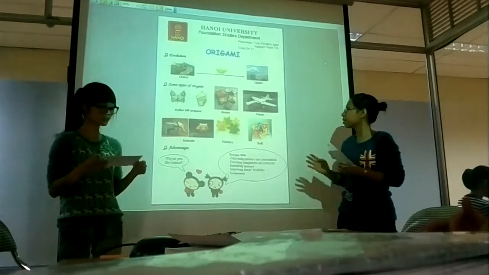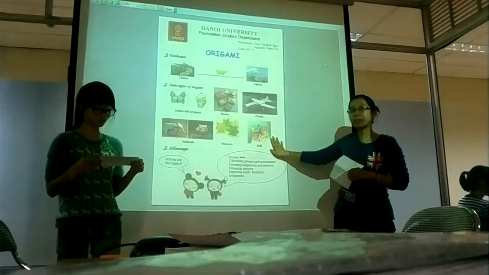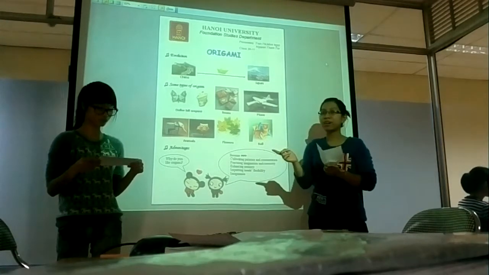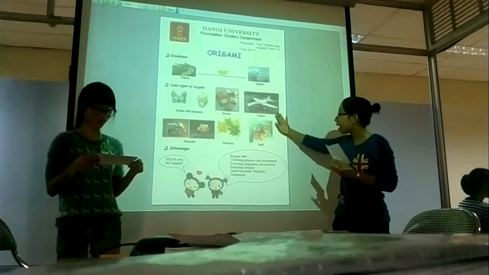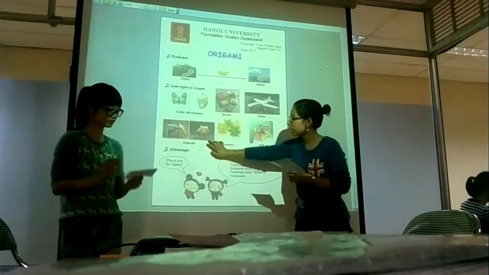The second one is paper origami. There are many pictures of paper origami. Some boxes, like the one my friend is holding, a plane, a ball, some flowers, and animals.